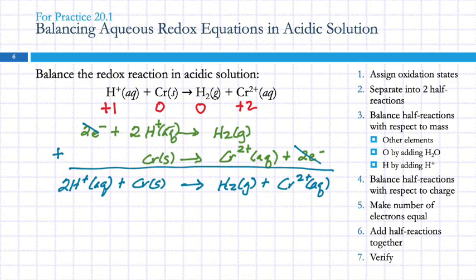So then we should verify. So look at the mass, hydrogen, 2 hydrogens, 2 hydrogens, 1 chromium, 1 chromium. Overall +2 charge, overall +2 charge. That one's good.